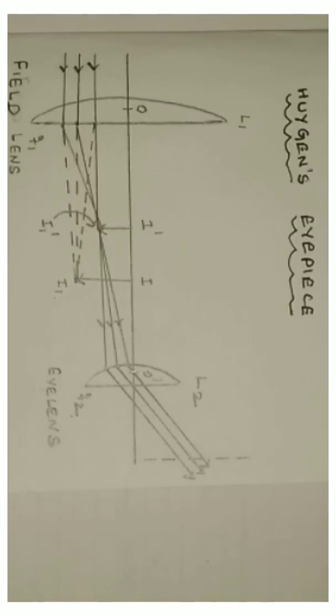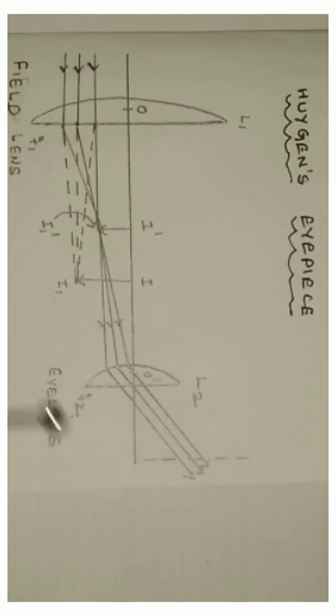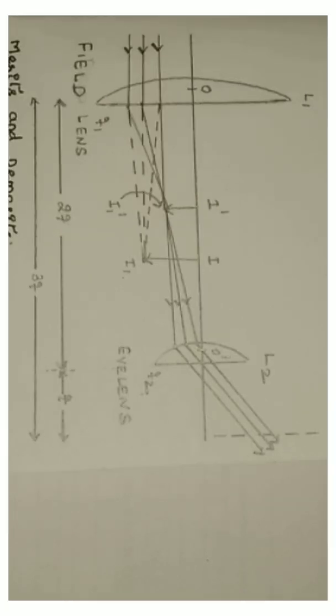Now you can view the Huygens eyepiece here, a clear view of a Huygens eyepiece, and this is the complete view of the Huygens eyepiece, which consists of two lenses L1 and L2, which are separated by a focal length. The distance is equal to 2f and the distance here is given by f, that is being represented.